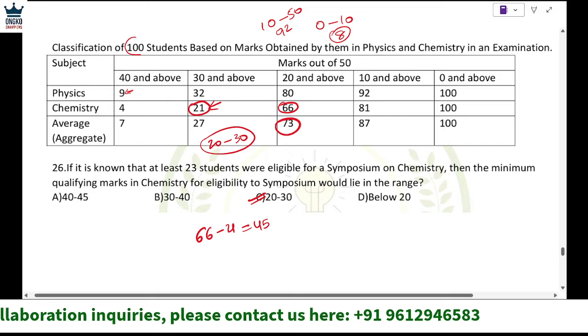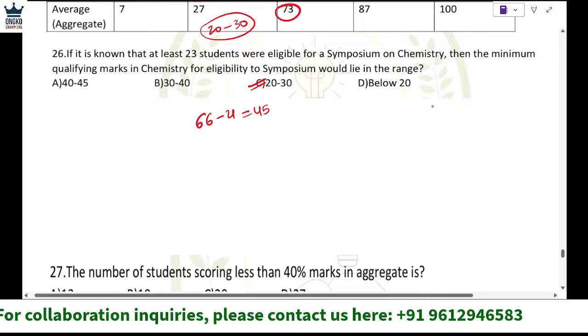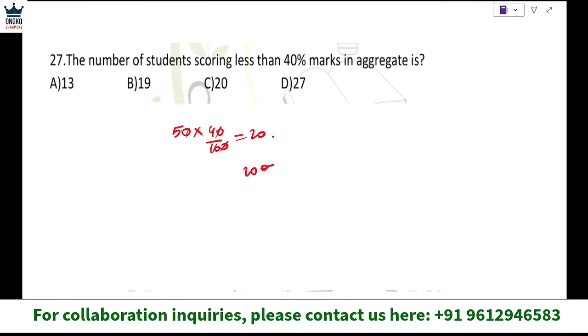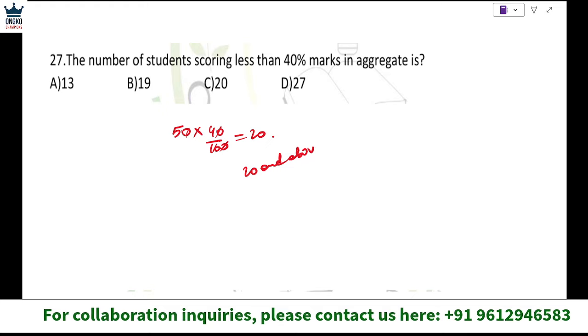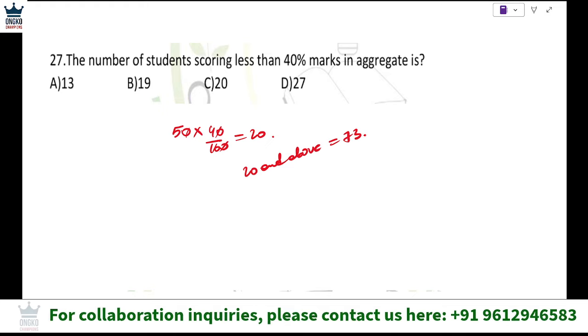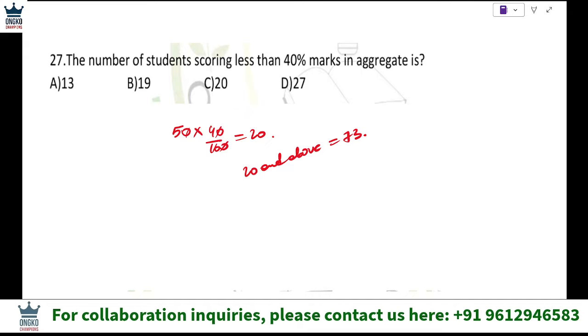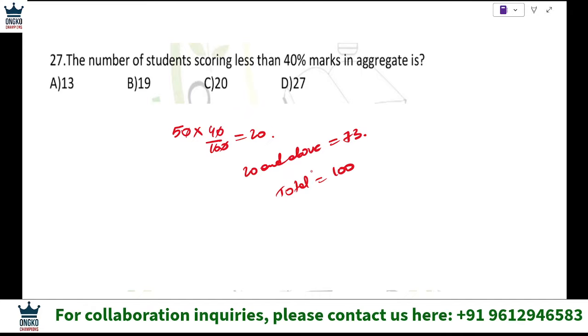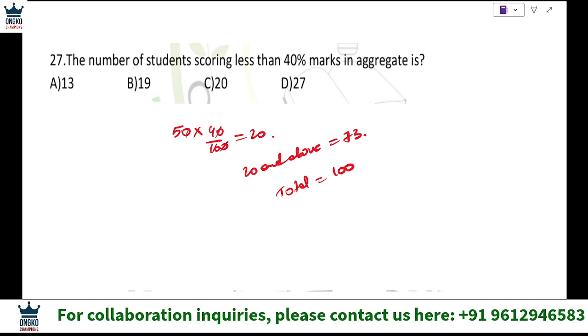73. Yes, 73. So aggregate, 20 and above, that is 73. Total number of students, total students is x. Then here, at least 40% marks in aggregate.